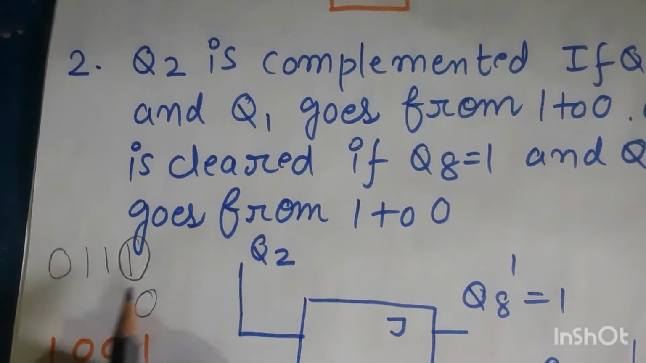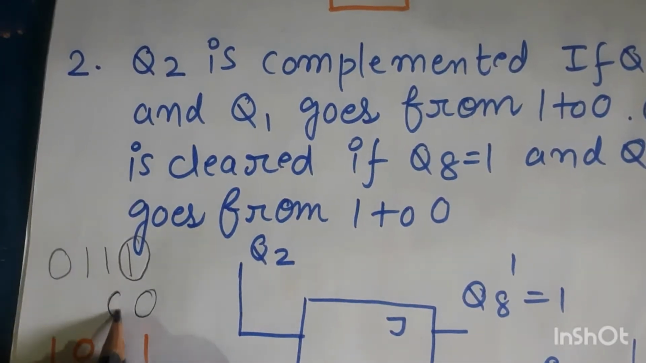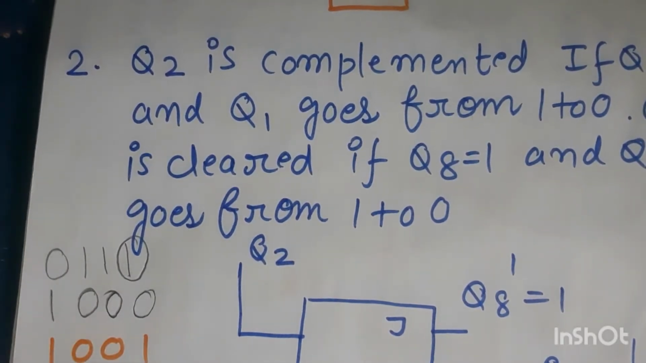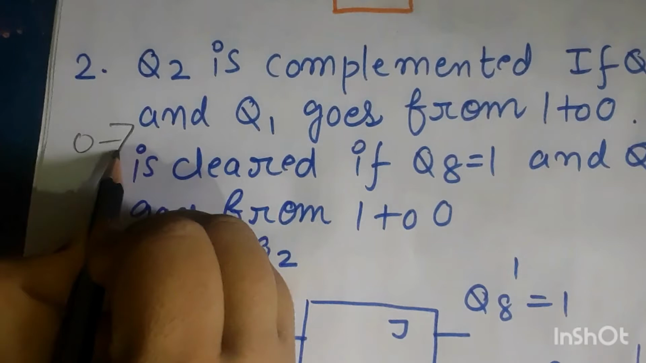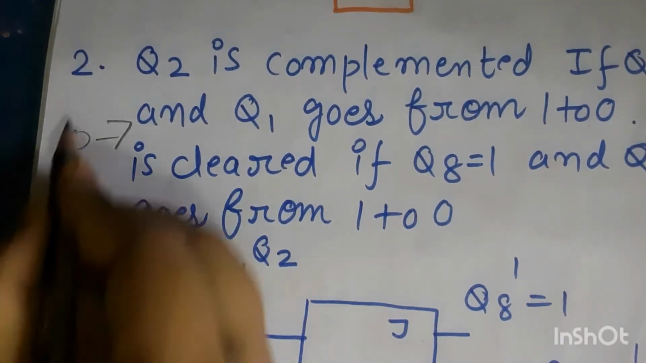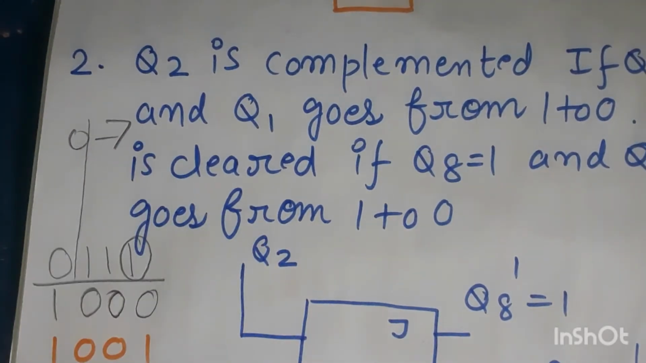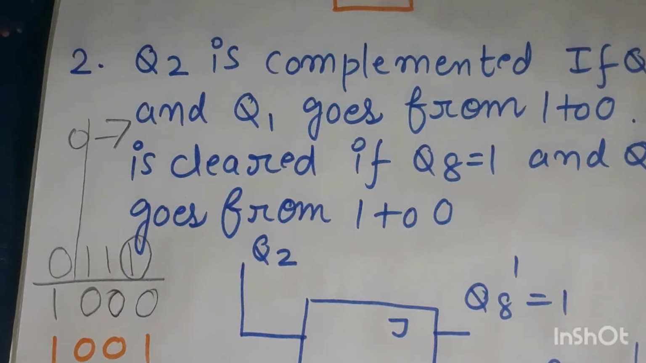When the 1 to 0 transition happens, Q2 will go to 0, 0, 1. Or even we can consider all the values from 0 to 7, where Q8 is 0. Whenever Q1 is going from 1 to 0, Q2 is getting complemented.